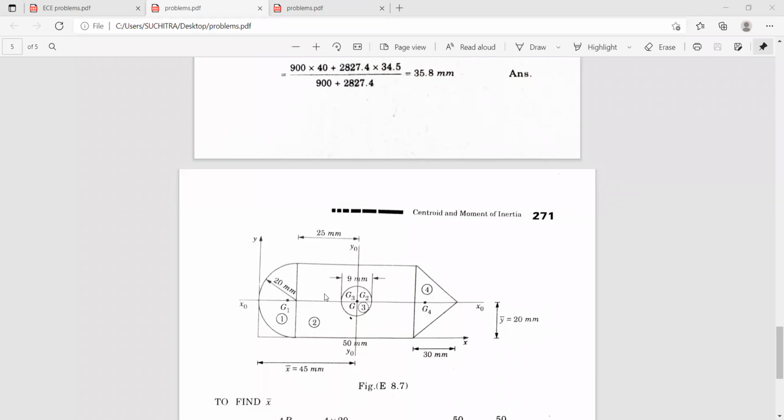Now, in this problem, you have to locate the center of the given figure. Here you have a rectangle, a semicircle, and an equilateral triangle, and inside this rectangle, you have a circle. Now you have to deduct this.